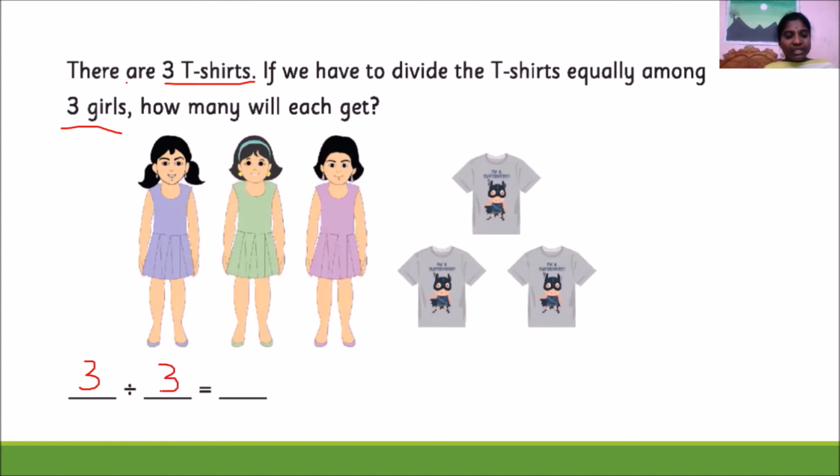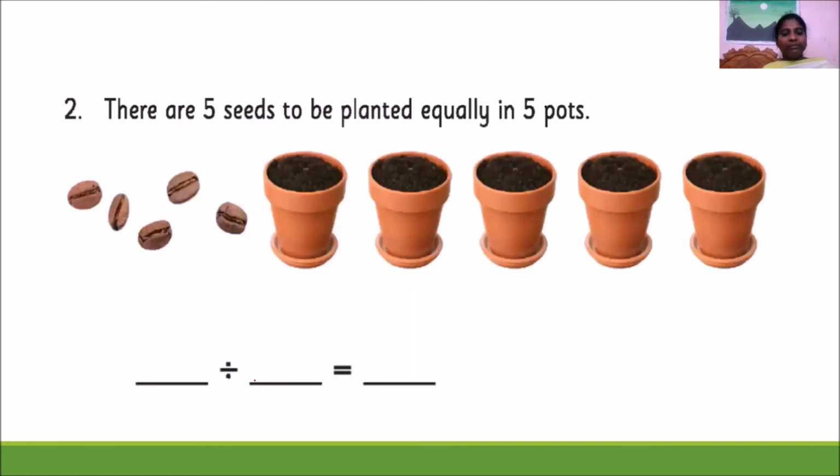According to the property, what did we learn? When a number is divided by the number itself, that means here 3 divided by 3, the quotient is 1. Very good. 3 divided by 3 equal to 1. Let's see one more example.